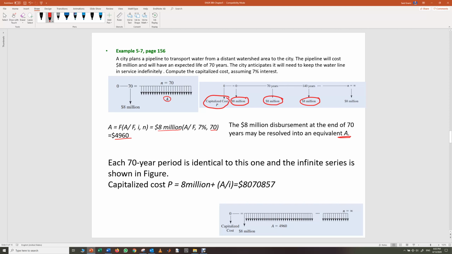So the capitalized cost P is 8 million plus A over i, which is $70,857. So this is the capitalized cost here. It's 8 million, the first amount, and the rest will be distributed as a uniform series.